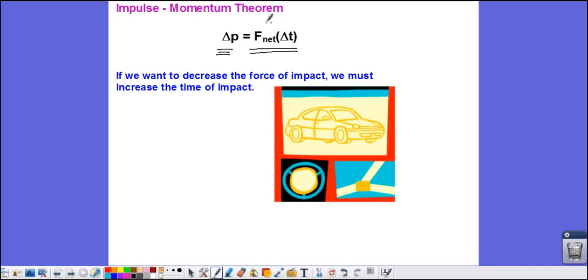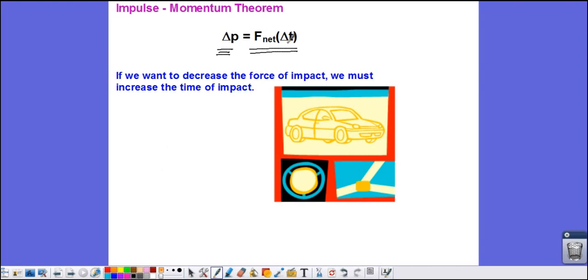What can change, if I want to try to decrease the force, is that I can increase the amount of time it takes for that change to occur. So, if we want to decrease the force of impact, we must increase the time of impact. This is used in everyday items. For example, in the airbags in the car, you're going to hit the airbag, and that is going to make it so that you come to a stop over a longer period of time, as opposed to if you were to hit the steering wheel, you're going to come to an abrupt stop.